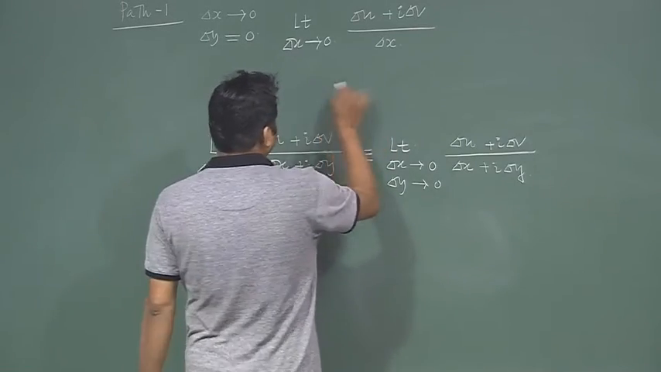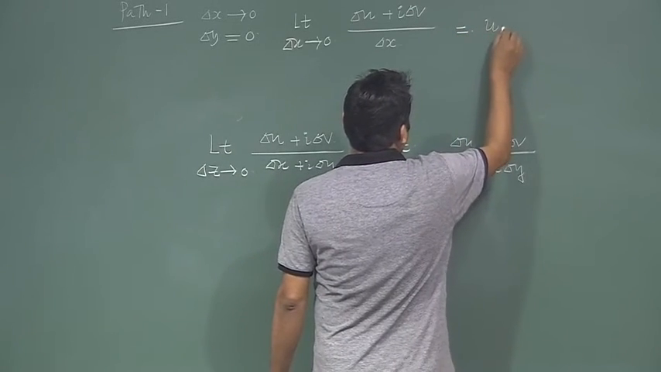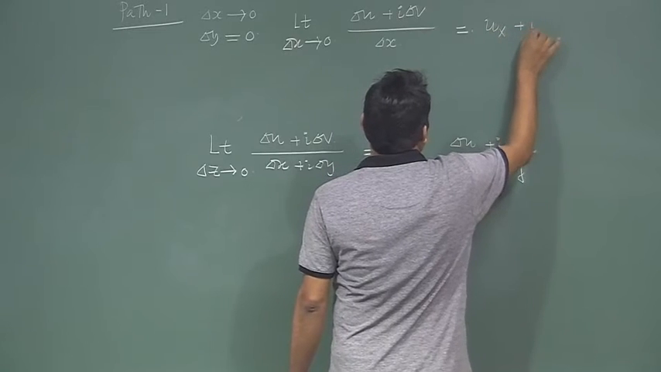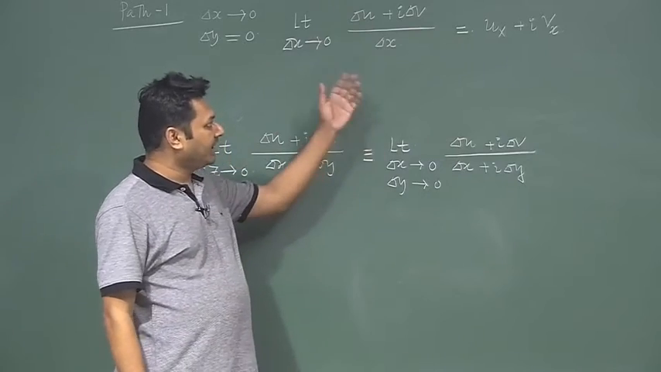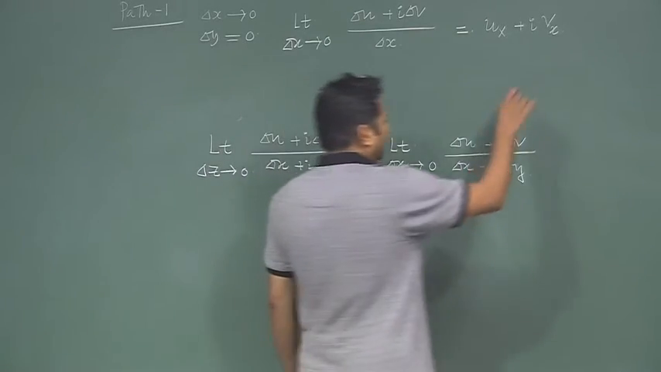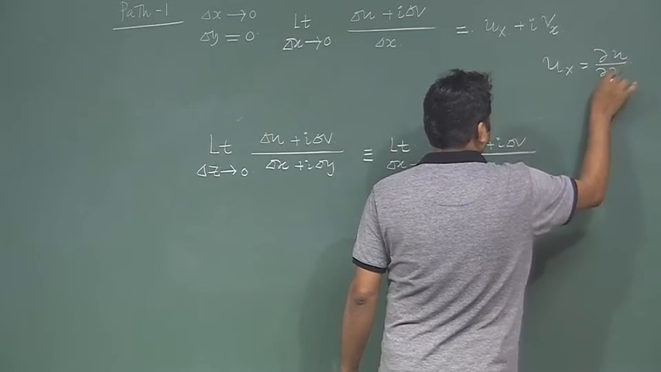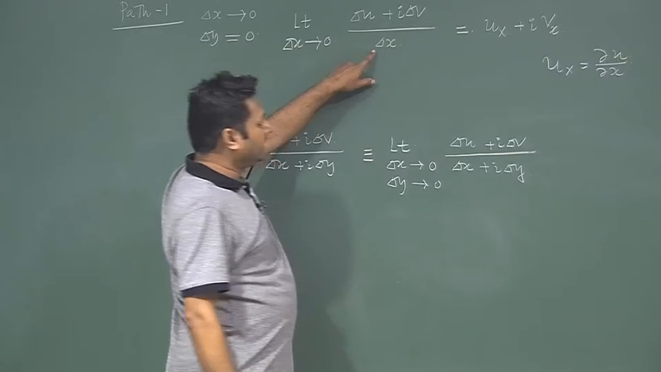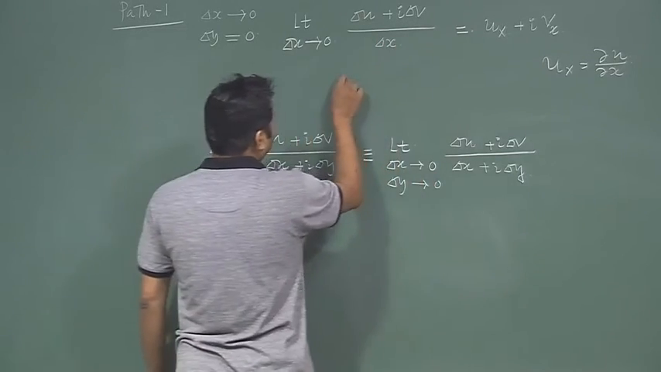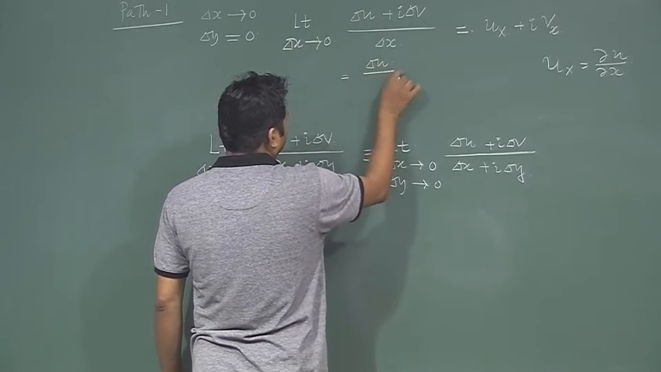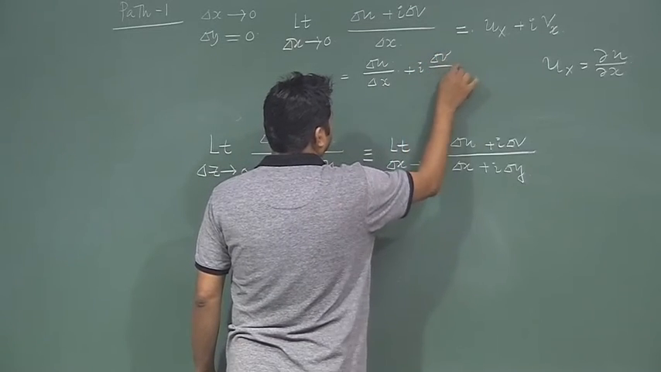These things essentially give you partial u over partial x plus i partial v over partial x, where these are nothing but the partial derivatives of u and v with respect to x, because here it is delta u over delta x plus i delta v over delta x. So, if I write another step here, let me write it if you have any confusion in your mind.